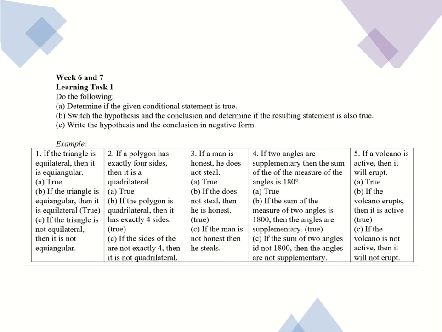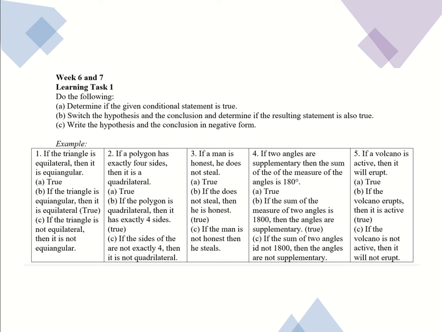Before we begin our next lesson, you have to do first your learning task 1 in week 6 and 7. So you have to do the following. Letter A, determine if the given conditional statement is true. After that, switch the hypothesis and the conclusion and determine if the resulting statement is also true. And last, write the solution, the hypothesis and the conclusion in negative form.